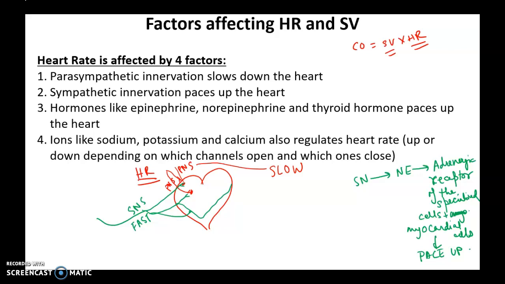There are hormones like epinephrine, norepinephrine, and thyroid hormones. They also help to increase the heart rate. We have some ions, sodium, potassium, calcium. They regulate heart rate. So depending on which channels open and which ions are moving in versus moving out, that also changes the heart rate. So heart rate is affected by your sympathetic nervous system, parasympathetic nervous system, hormones, and ions. So very, very important concept here.